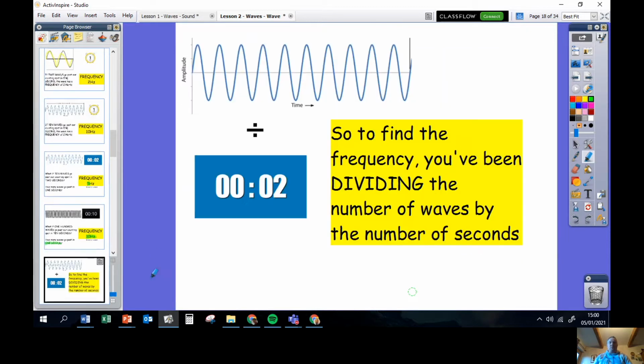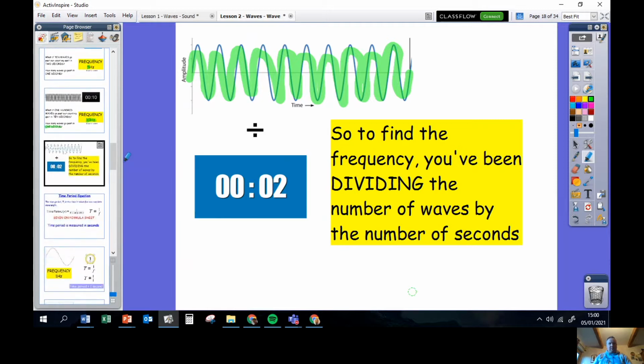So really all you're doing to work out the frequency of a wave is divide the number of waves, you'd have to count them, so that'll be 1, 2, 3, 4, 5, 6, 7, 8, 9, 10 waves, divided by the number of seconds to get the number of waves per second. So that's the frequency of a wave.